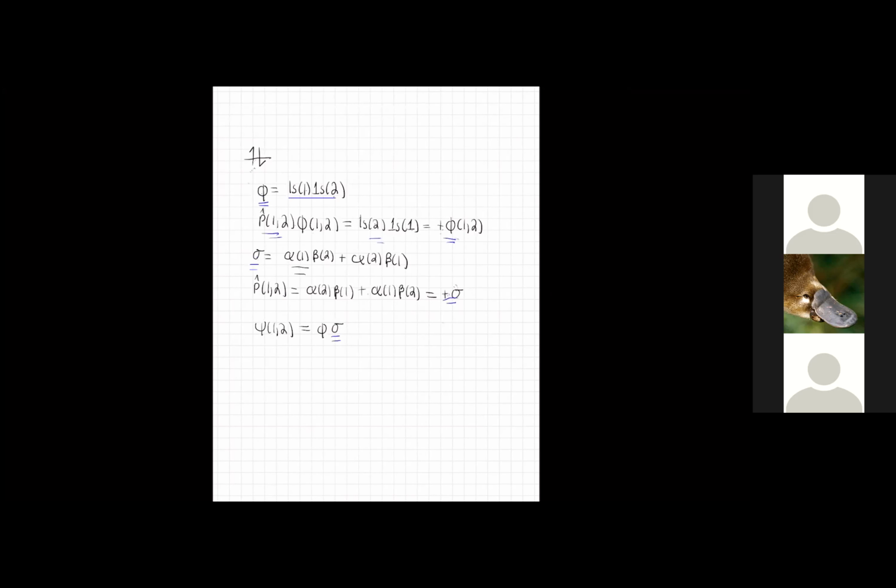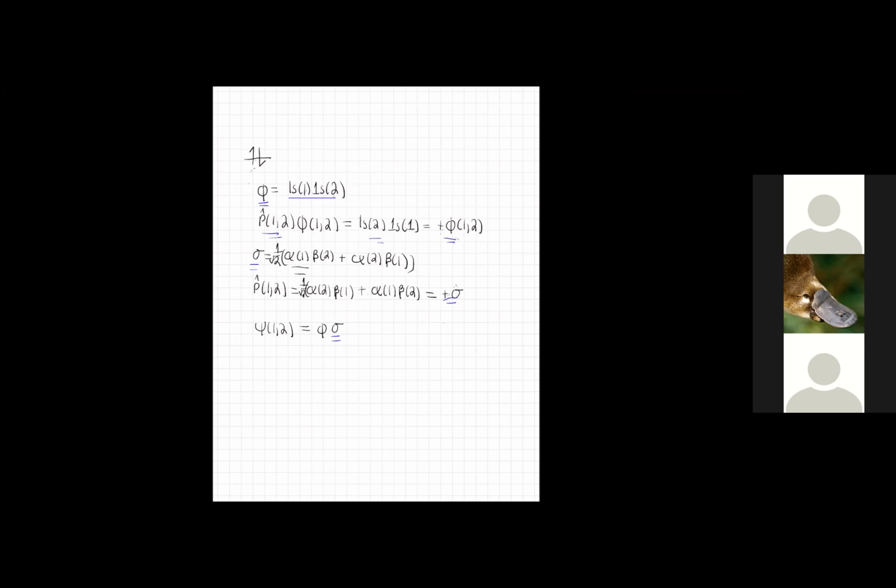Anti-symmetric. Yes, exactly. And so we need the spatial part of this wave function to be symmetric, and we want the spin part to be anti-symmetric. And I almost forgot to put this: it's for it to be normalized.